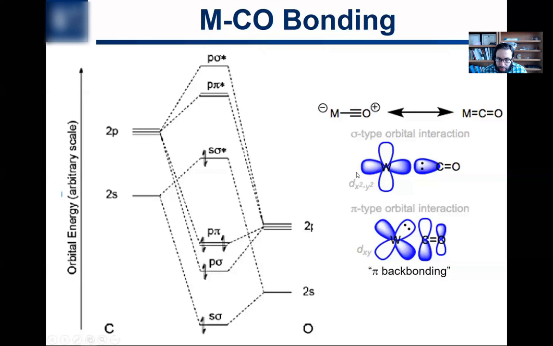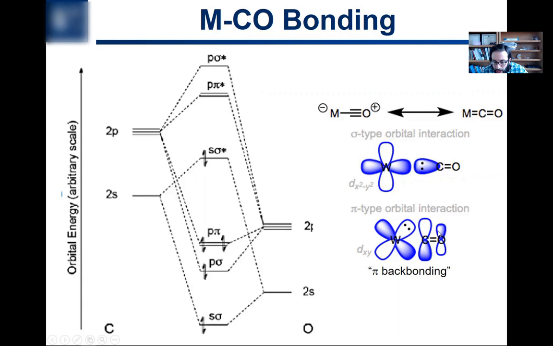And so you can have a sigma type orbital interaction, right? You can think about this as like a lone pair, if you're approximating this with the Lewis formulas, where this lone pair can donate into a d orbital on the metal if it has the right symmetry. But what can also happen is you can have this pi type orbital interaction. We call this pi back bonding because we're getting donation from the metal into the empty pi antibonding orbital of carbon monoxide.